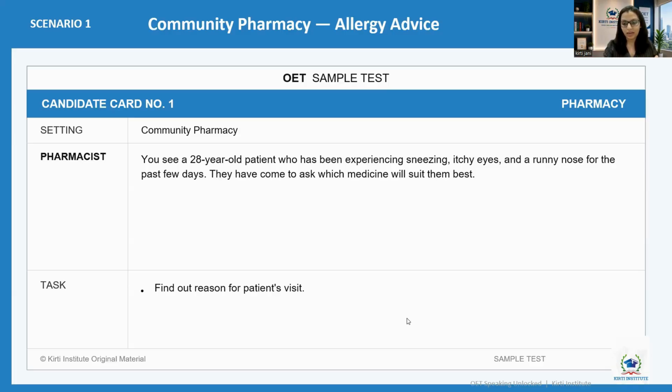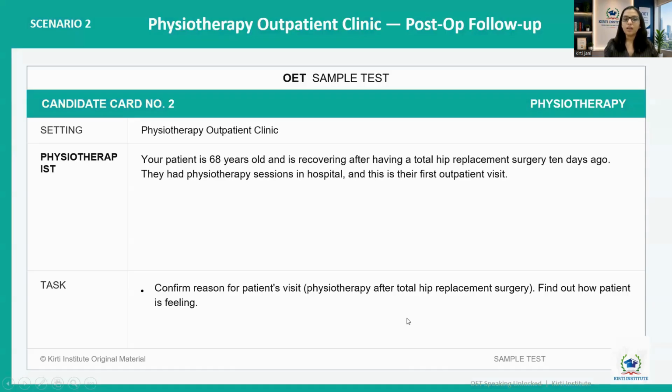Now, in the second scenario, this is the role play card for physiotherapist. Setting is physiotherapy outpatient clinic. Let's read the background and get connected. Assume yourself in an outpatient clinic as a physiotherapist. Your patient is 68 years old and is recovering after having a total hip replacement surgery 10 days ago. They had physiotherapy sessions in hospital and this is their first outpatient visit.